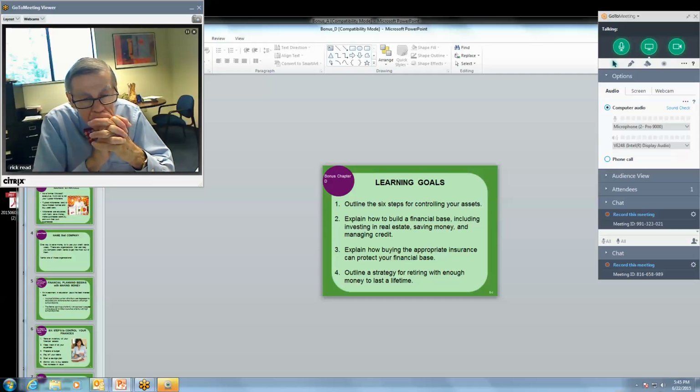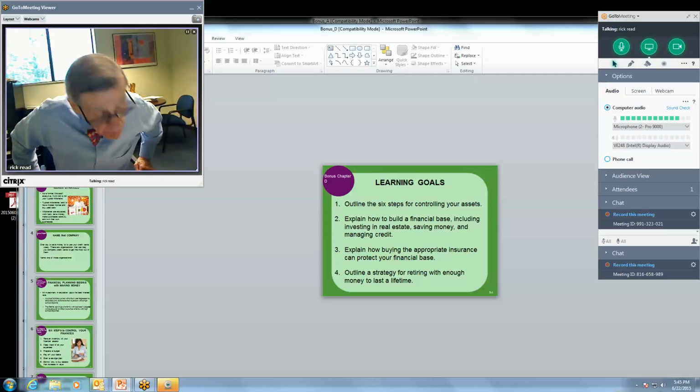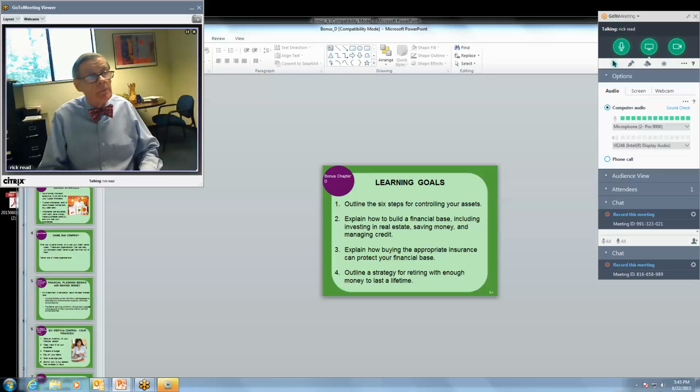It's 5:45, we are back for our final chapter, the final 20 or 30 minutes of our sessions. And we're here talking about managing personal finance.